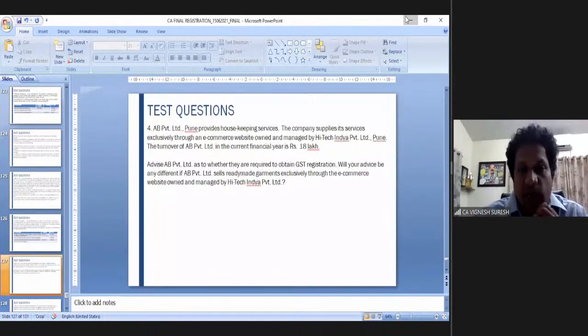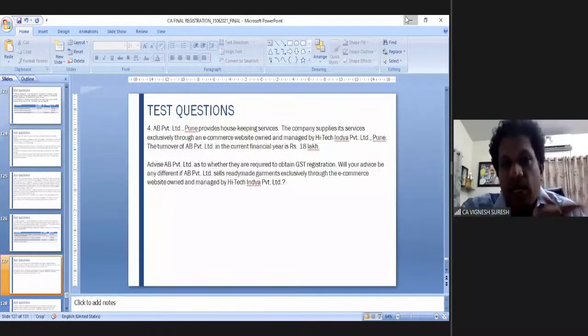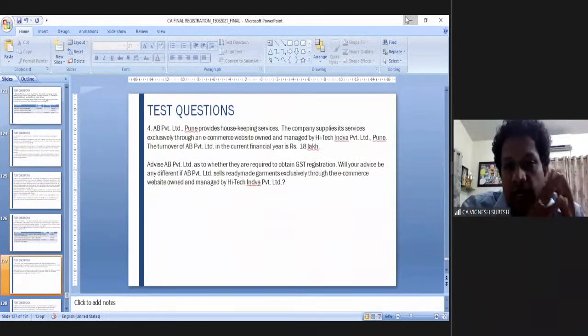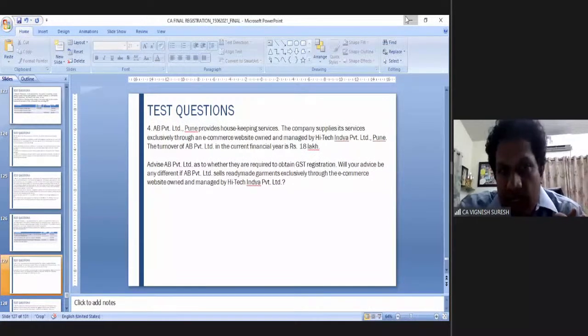So in this particular situation, in the first case, the housekeeping services are provided through the electronic commerce operator. You have to make an assumption here. You have to assume that the e-commerce operator is required to collect the tax under section 52. And here the housekeeping services, which is provided by AB Private Limited, is not liable to registration as its turnover is less than 20 lakhs.